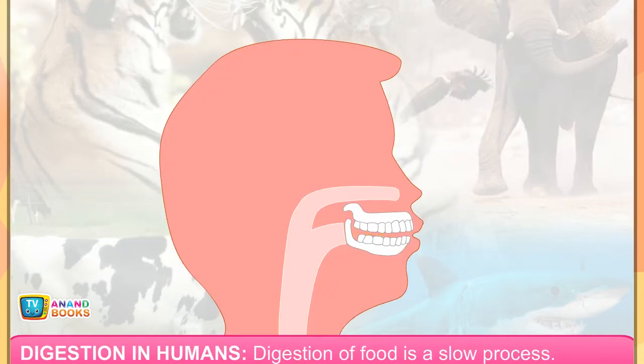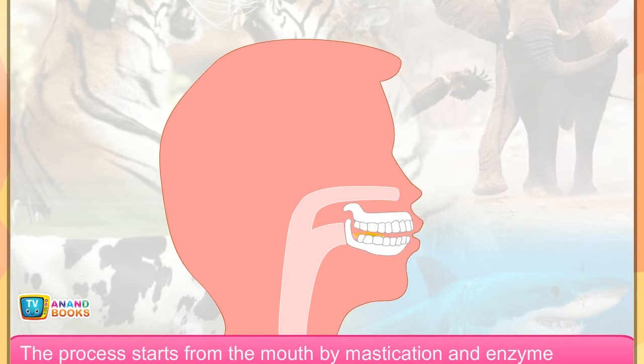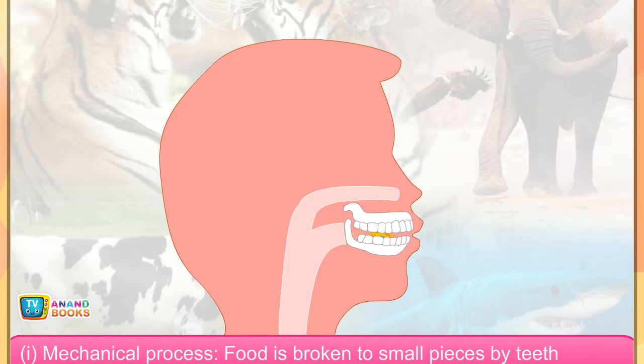Digestion in humans. Digestion of food is a slow process. Several organs work to digest the food. The process starts from the mouth by mastication and enzyme action. Different processes in digestion. Number 1. Mechanical process. Food is broken into small pieces by teeth.